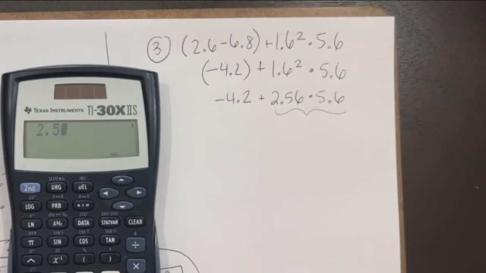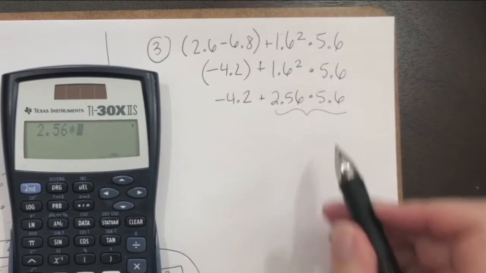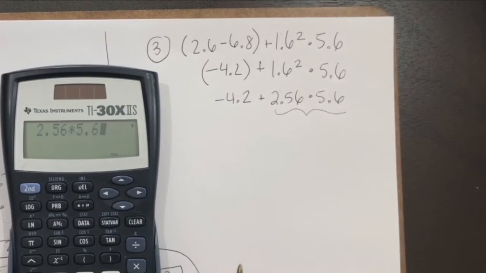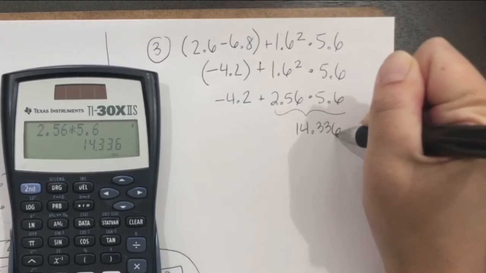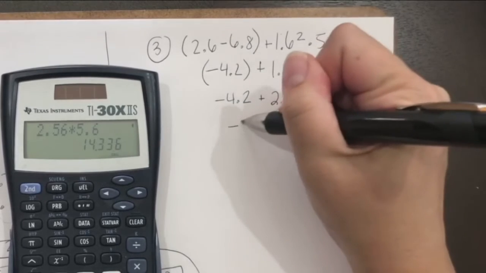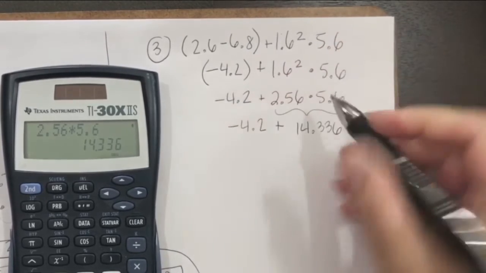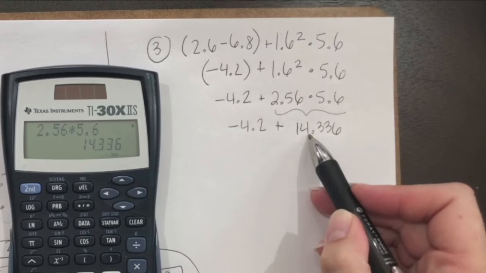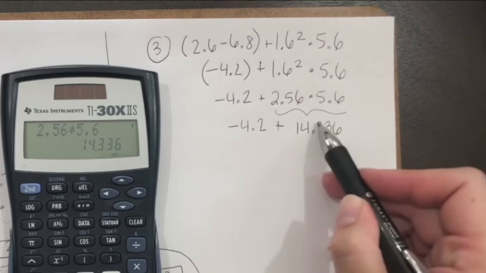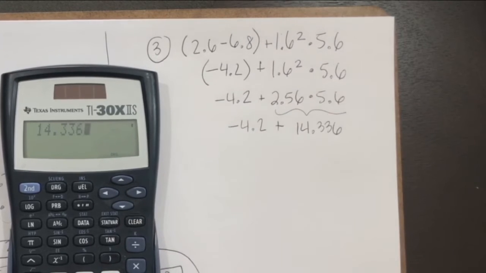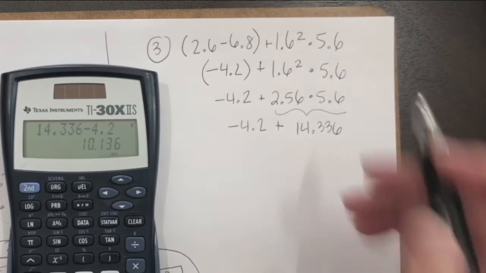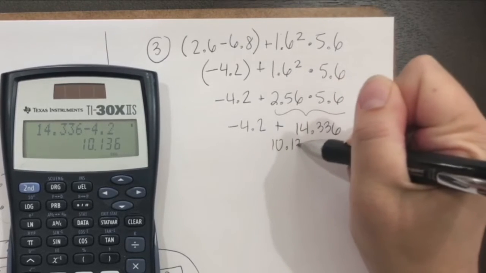So 2.56 times 5.6 equals 14.336. We have negative 4.2 plus that. So in other words, we can do this one minus that one. 14.336 minus 4.2 equals 10.136.